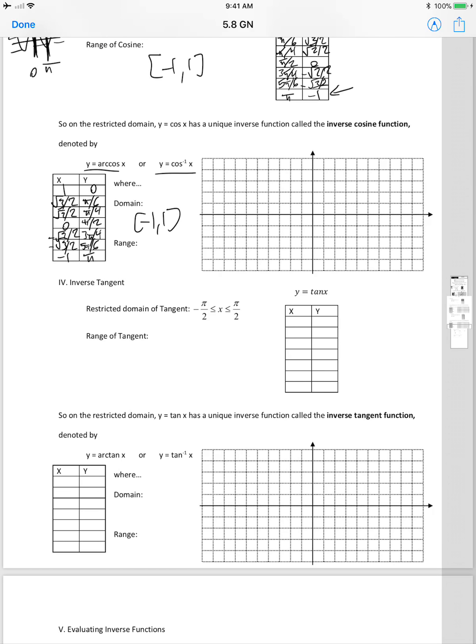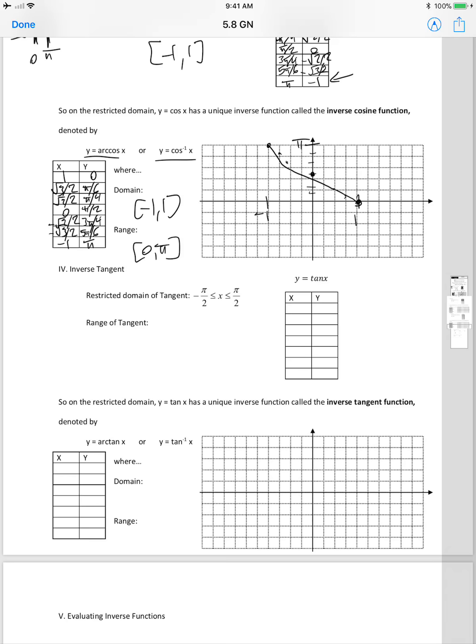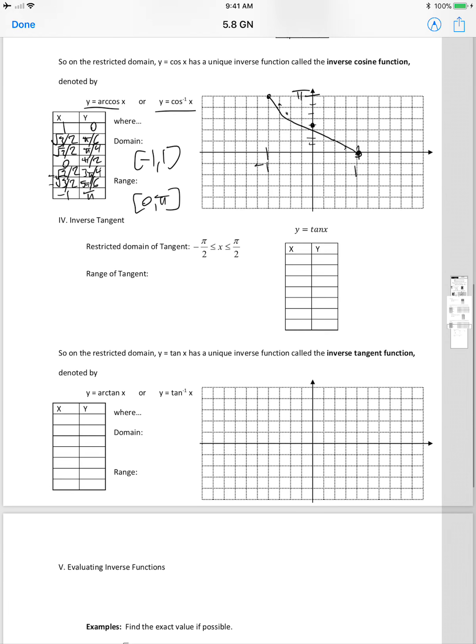And now I can graph this. And again, this is incredibly approximate. Let's see here. I'm plotting these points. And if I had actually gone through those points, this is about what the function would look like. If you want a clearer picture, you can go ahead and use your calculator or Desmos. But that is the graph of the inverse cosine. So again, the domain and range have flipped.